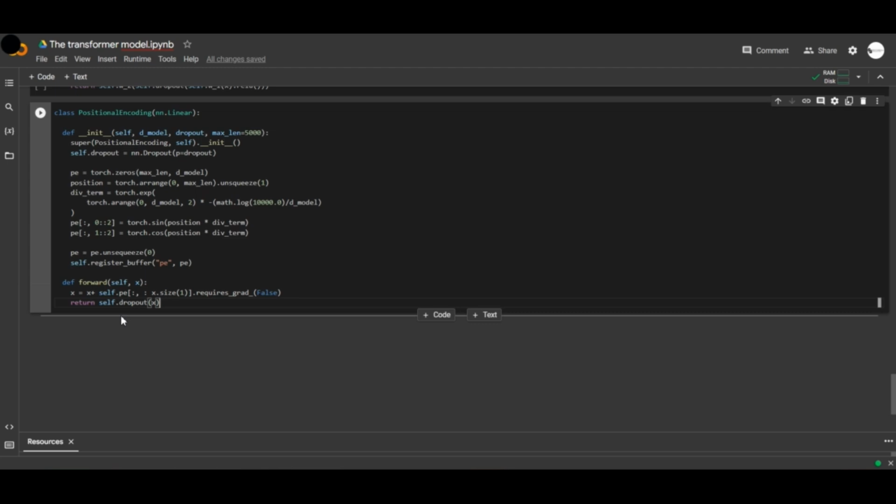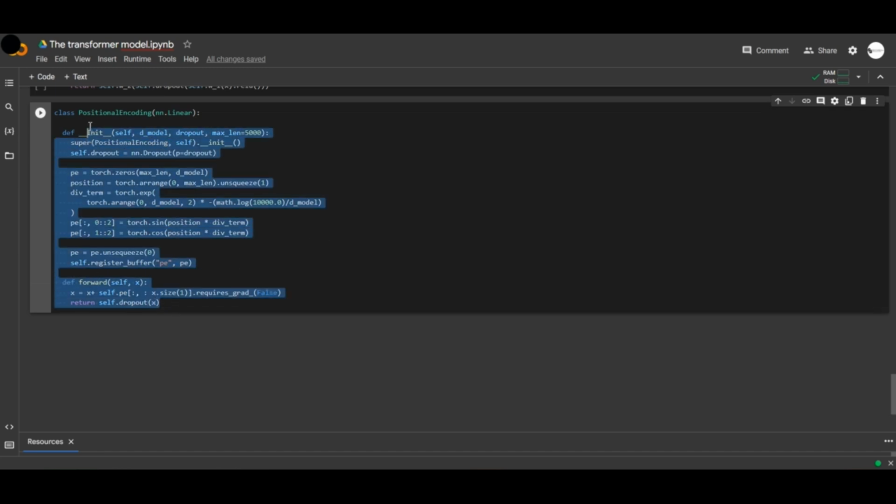So the authors experimented with using learned positional embeddings instead, and found that the two variants were identical. They chose the sine and cosine version because it allowed the model to extrapolate to sequence lengths longer than the ones encountered during training. So that's why they went with this. Just keep that in mind.